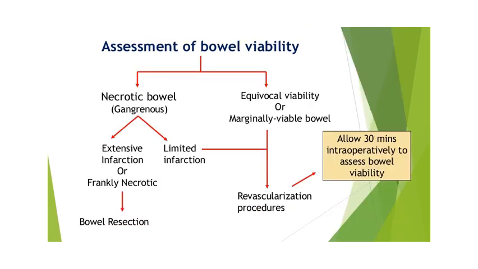Assessment of the bowel viability: if we find the bowel gangrenous, we do bowel resection. If we find the bowel equivocal or marginally viable, we may do revascularization procedures, or in some cases, if the loops are suspicious, we do second look laparoscopy.